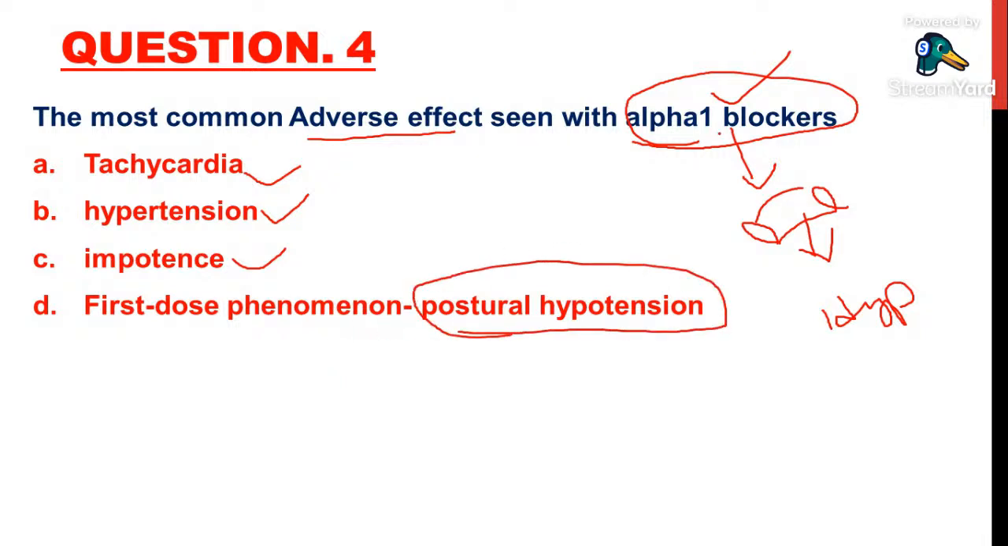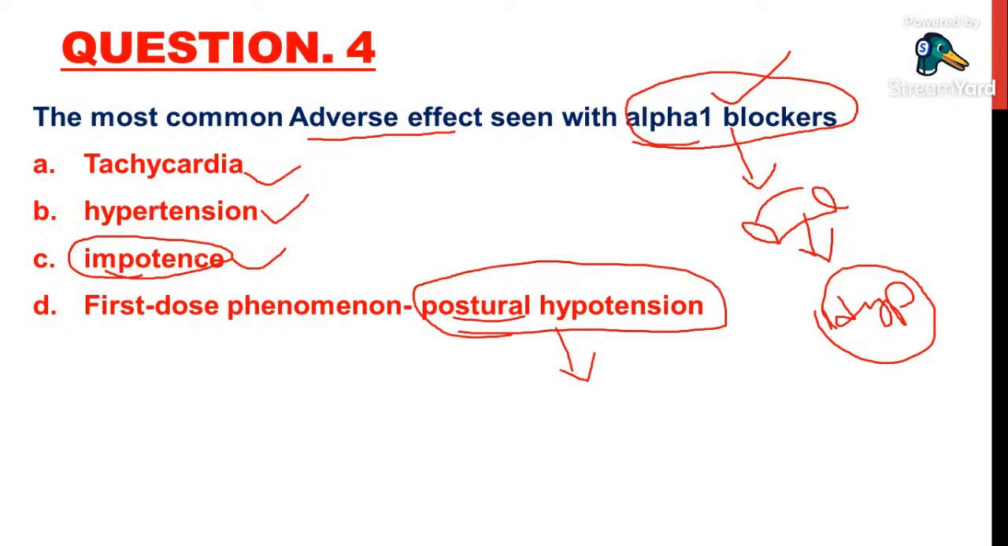Simple, when alpha 1 blockers are given, blood vessels will be dilated and the patient will develop hypotension, particularly postural hypotension. When a patient stands immediately after taking the drug, the patient's blood pressure will fall rapidly. That is called postural hypotension. So postural hypotension is seen with alpha blockers, not impotence. Impotence is not seen with alpha blockers.